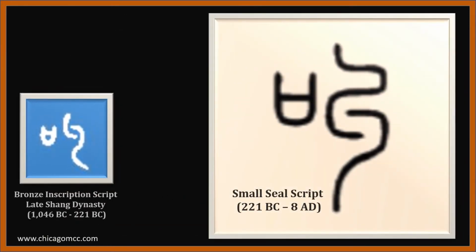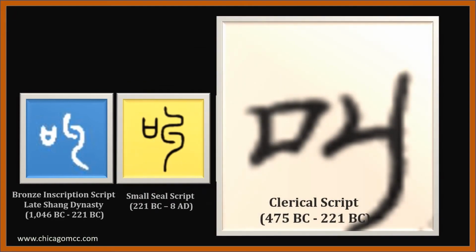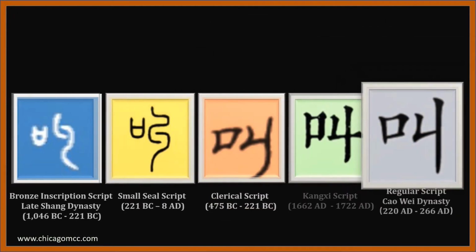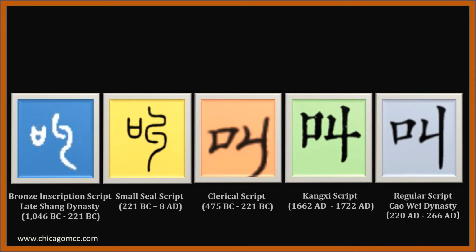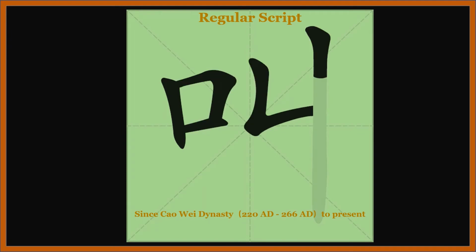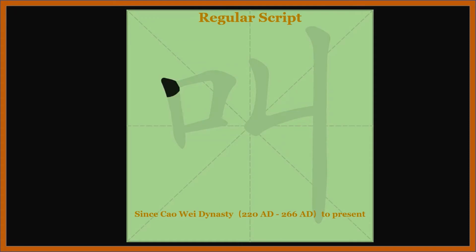The writing form of this character has experienced a few changes throughout the Chinese history. You can see how the writing form of this character evolved from one to another in different times of the Chinese history. This is the so-called regular script. It is widely used in various printing media in China today.